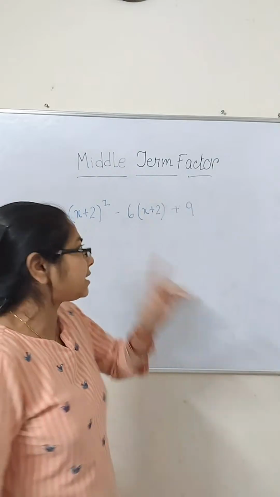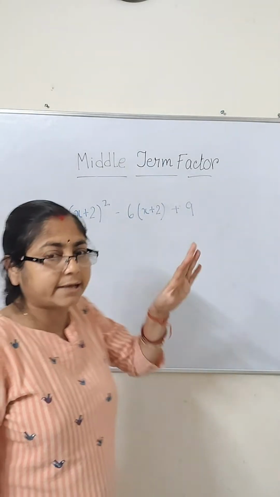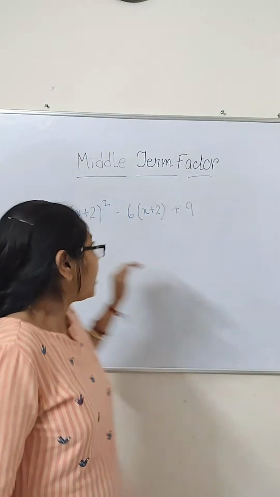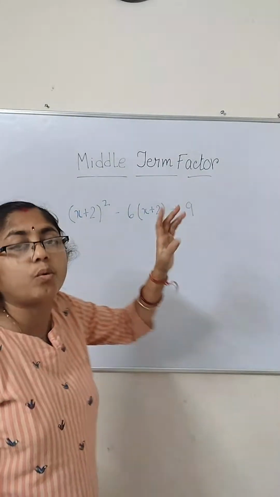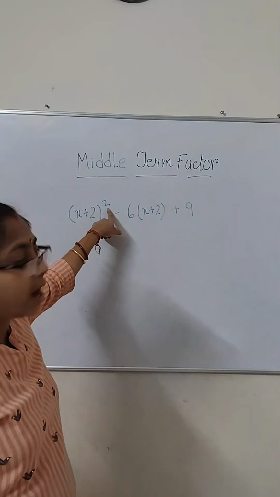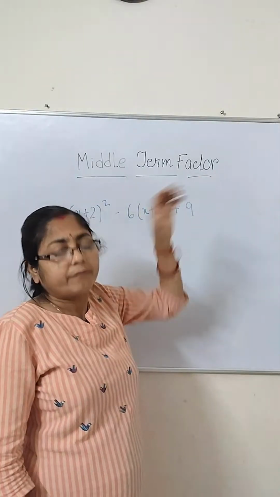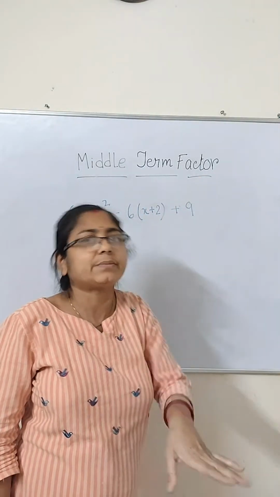How can you understand? Check one thing. There is a number x plus 2. It is not x, that is one number more. x plus 2, then x plus 2, both are the same common number. But there is a power of square, and there is a power of nothing, meaning 1, and there is no variable. So it is a middle term factor.